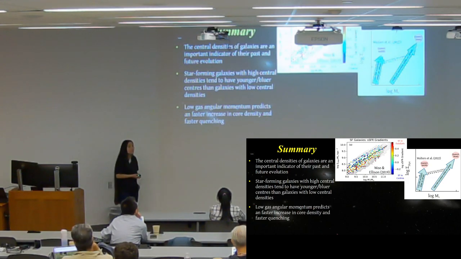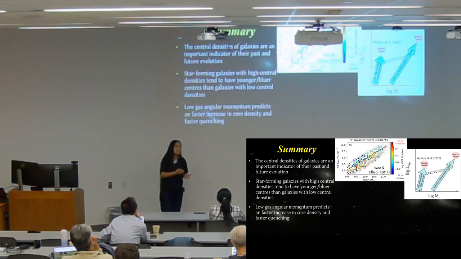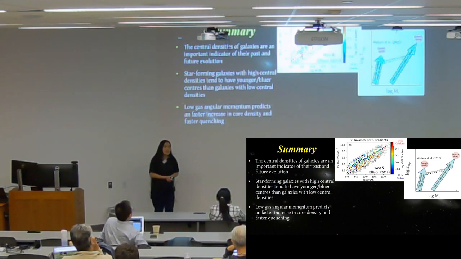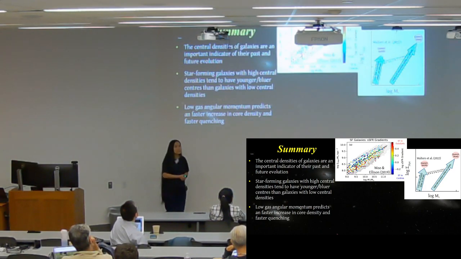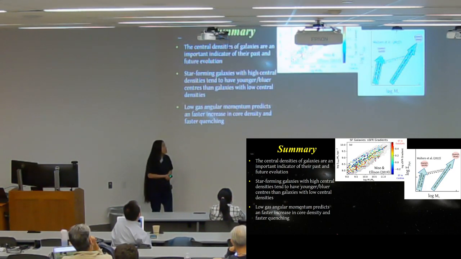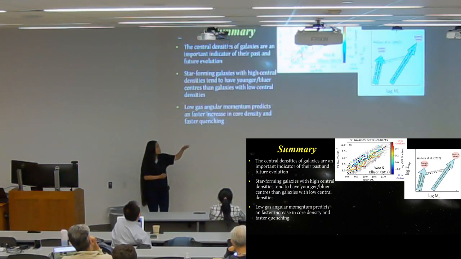Right? So the bluer centers are in the upper part of the diagram. While they're star-forming, if you're accreting your gas at low angular momentum, you will tend to evolve steeply in this diagram. So you will tend to build your core more quickly than the outsides, and you also will tend to quench more quickly as well. Whereas if you're accreting your gas on the outsides of your galaxy, you'll tend to evolve in a shallower trajectory on this diagram and quench slowly.